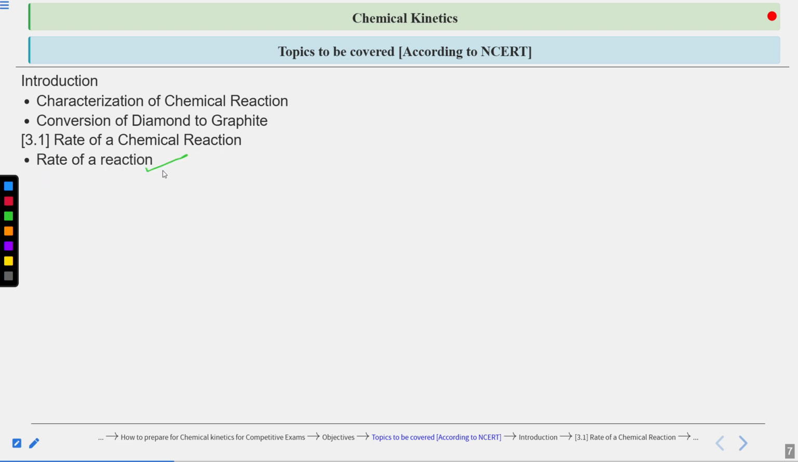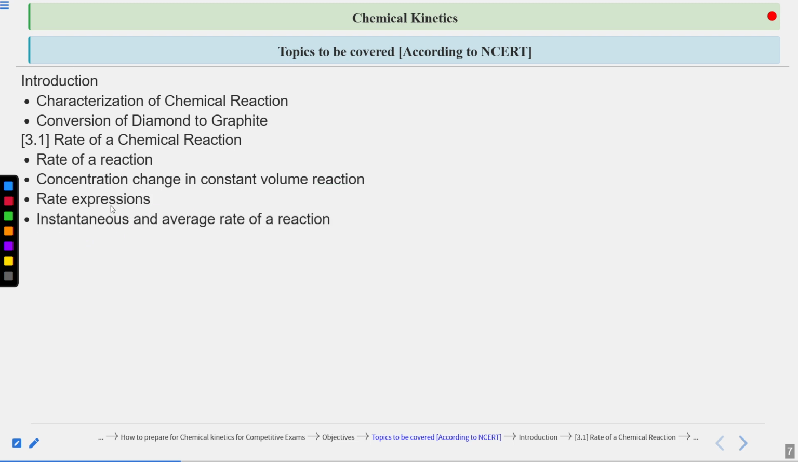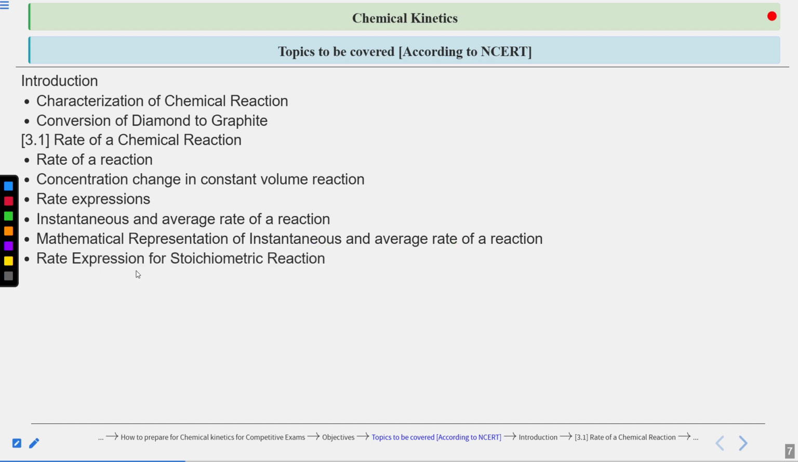In this we will study the rate of a reaction, the concentration change in a constant volume reaction, and rate expressions for different reactions, instantaneous and average rate of a reaction, mathematical representation of instantaneous and average rate of a reaction, and rate expression for stoichiometric reactions. We will then see some examples from 3.1 to 3.2, and also the intext questions from 3.1 to 3.2 at the end of the lecture. Okay, so let's start.